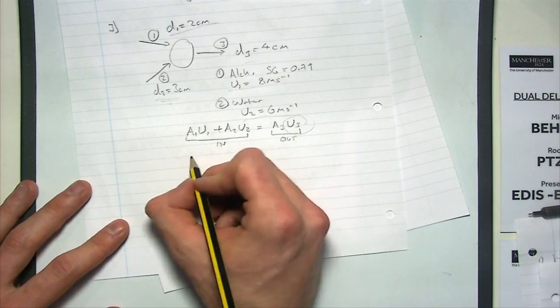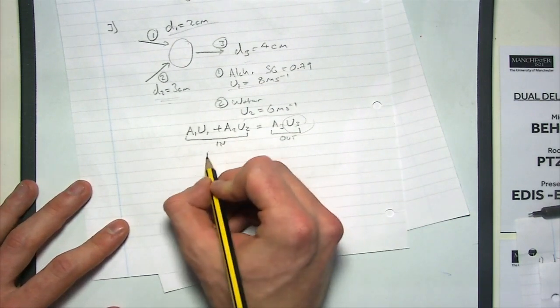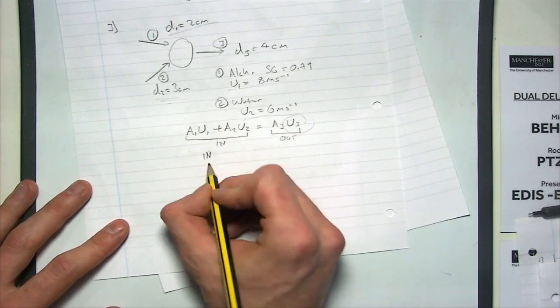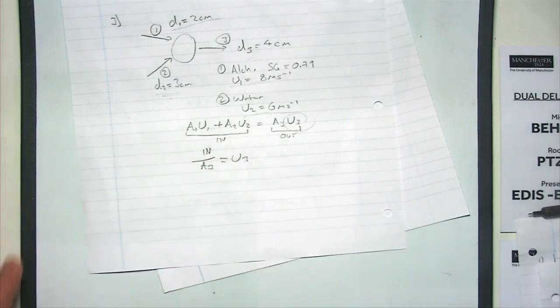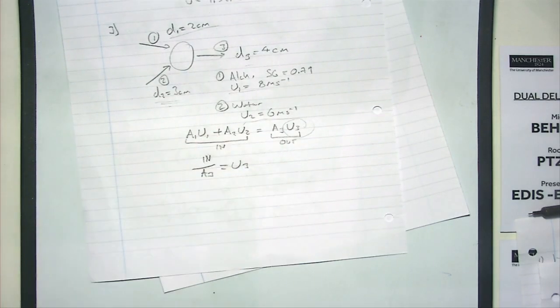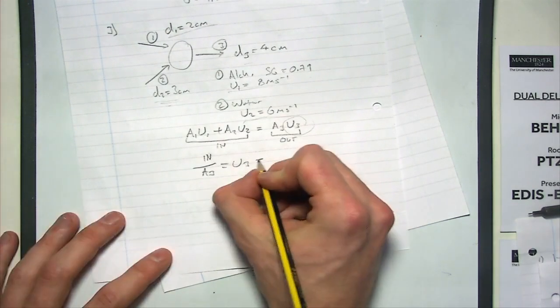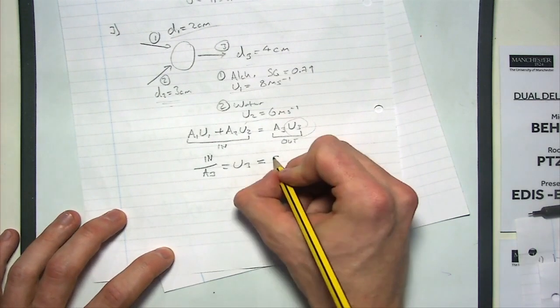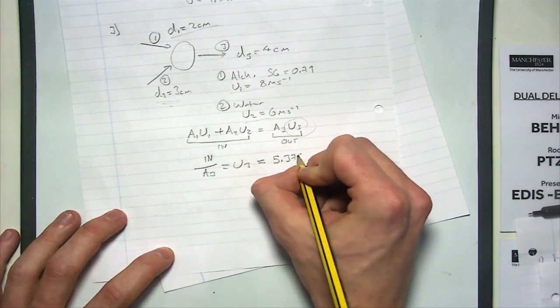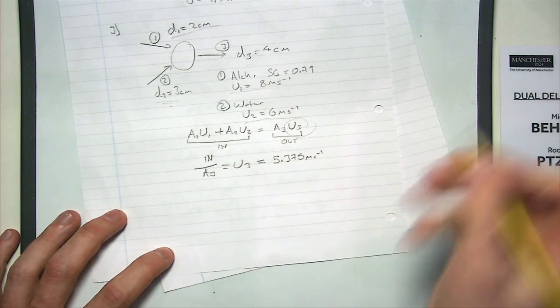So essentially, in divided by A3 equals U3. Okay. So I've just not bothered to write that bit out again. So we write that and literally plug the numbers in, and that comes out at 5.375 meters a second. 5.375 meters per second. Okay?